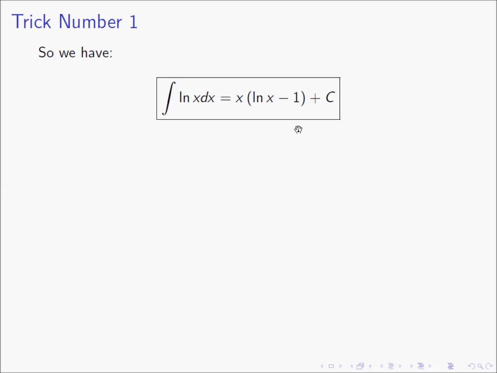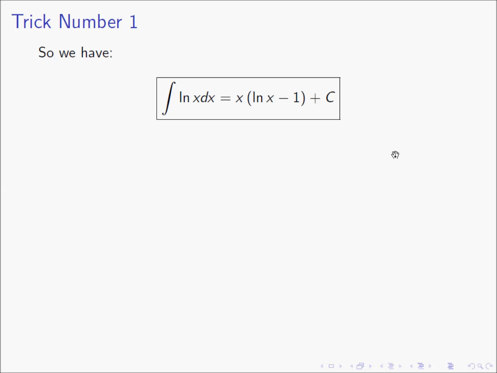Plus c. In the other examples I forgot to put the constant here. So this is the answer, and you can see that using this little trick, we just used integration by parts on an integral where the function we're integrating is only one function, it is not the product of two functions. So you can see that integration by parts is really useful, and it can be used in many situations.